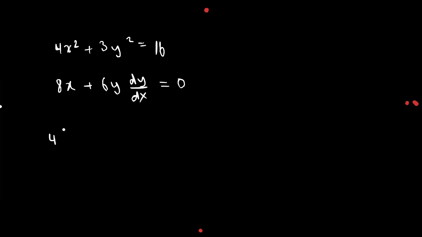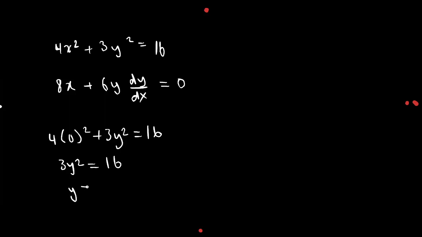So we get 4 times 0 squared plus 3y squared is equal to 16. This is 0, so we then get 3y squared is equal to 16. y is equal to the square root of 16 divided by 3, so plus or minus. So the horizontal tangent line is when y is equal to plus or minus the square root of 16 thirds.